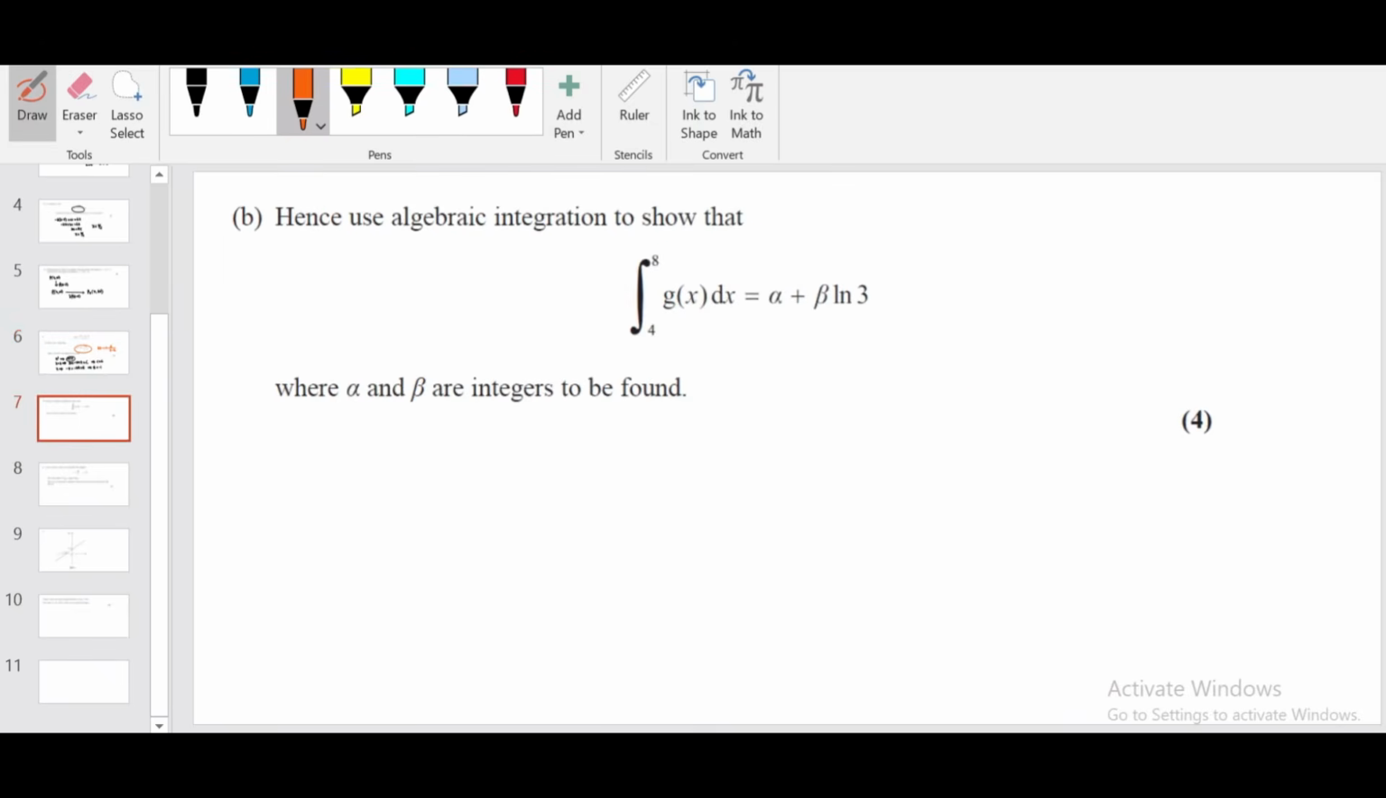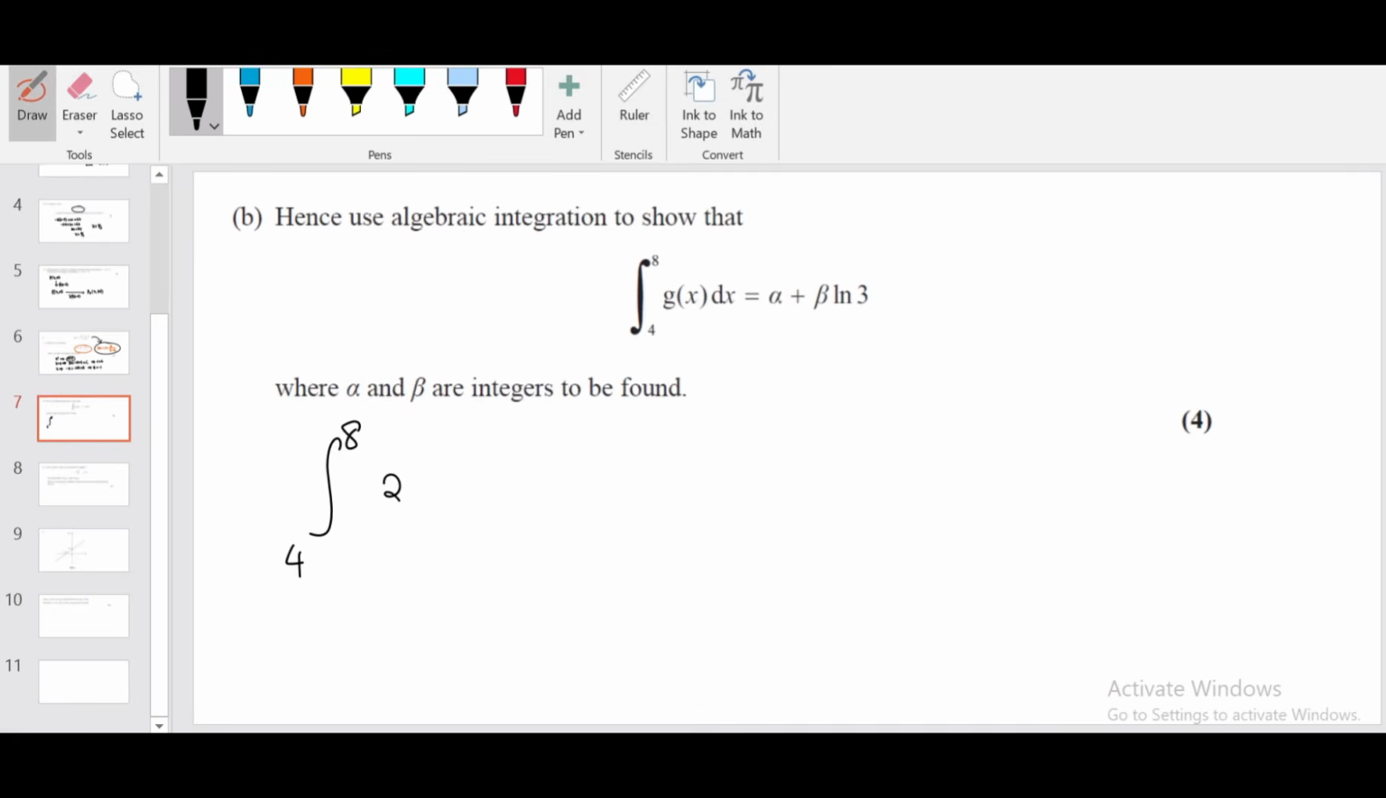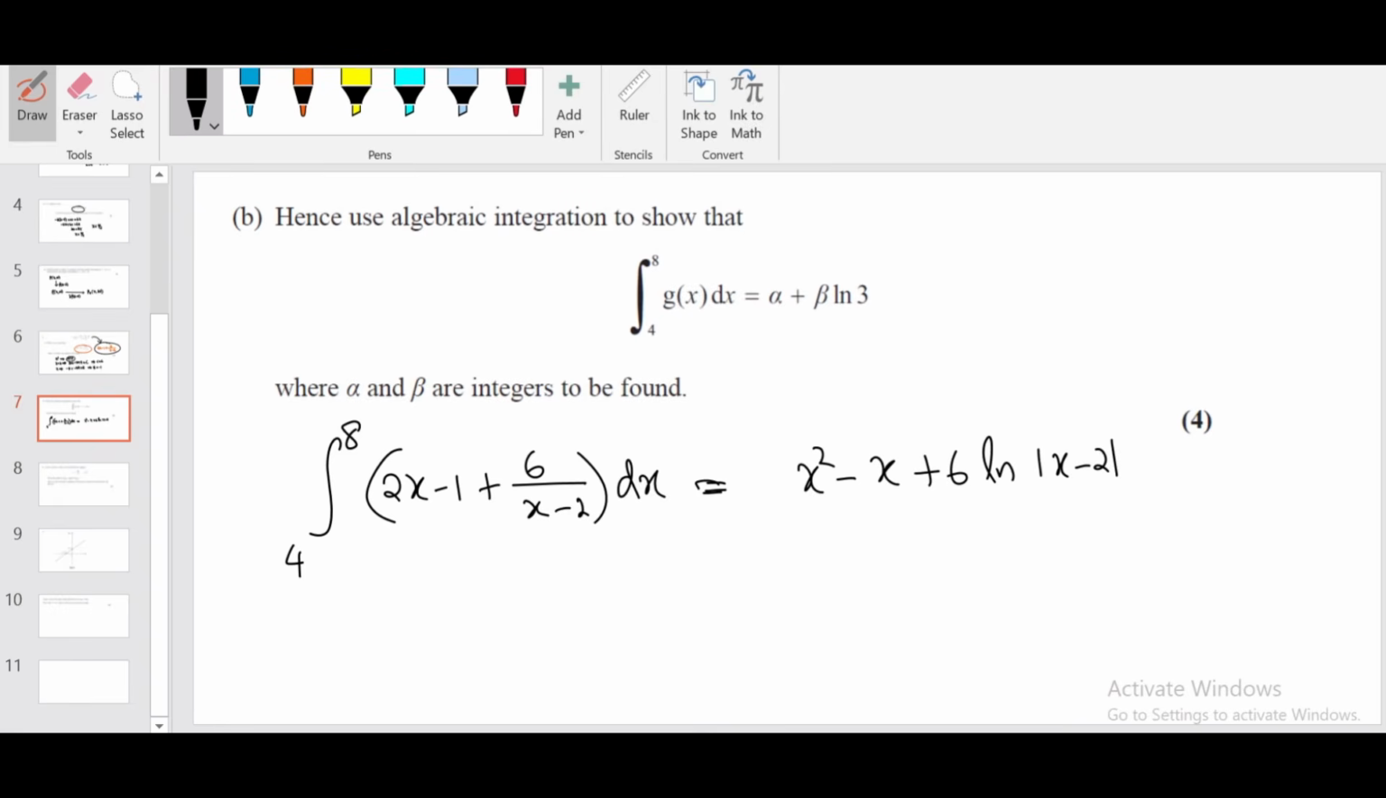Now they want us to integrate g of x. So instead of integrating g of x, we are going to integrate this, because this is g of x, right? So the integral of 2x minus 1 plus 6 over x minus 2 dx. Integral of 2x is x squared, integral of minus 1 is x, and then 6 times the integral of 1 over x minus 2 is ln of x minus 2 divided by the coefficient of x. Coefficient of x is 1.